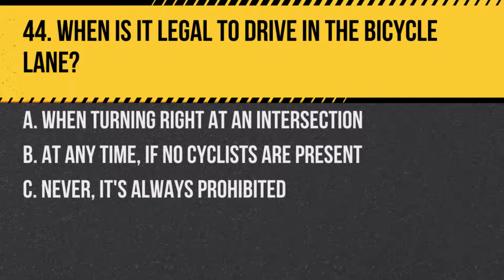Question 44. When is it legal to drive in the bicycle lane? A. When turning right at an intersection. B. At any time, if no cyclists are present. C. Never, it's always prohibited. Answer: A. When turning right at an intersection. Drivers may enter the bicycle lane when preparing for a right turn.